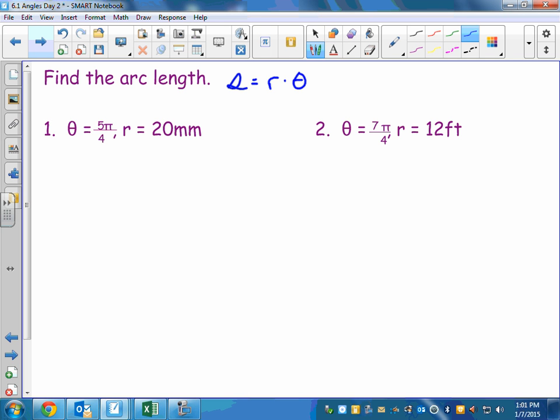So to do number 1 there, if the angle was 5 pi fourths, and the radius was 20 millimeters, then the arc length would be equal to 5 pi fourths times 20. And we could simplify that and say 25 pi. Your units, you're talking about the length of the circle, so it's in whatever the length of the radius is. So if the radius is in millimeters, that section of the circle's arc length would be 25 pi millimeters.